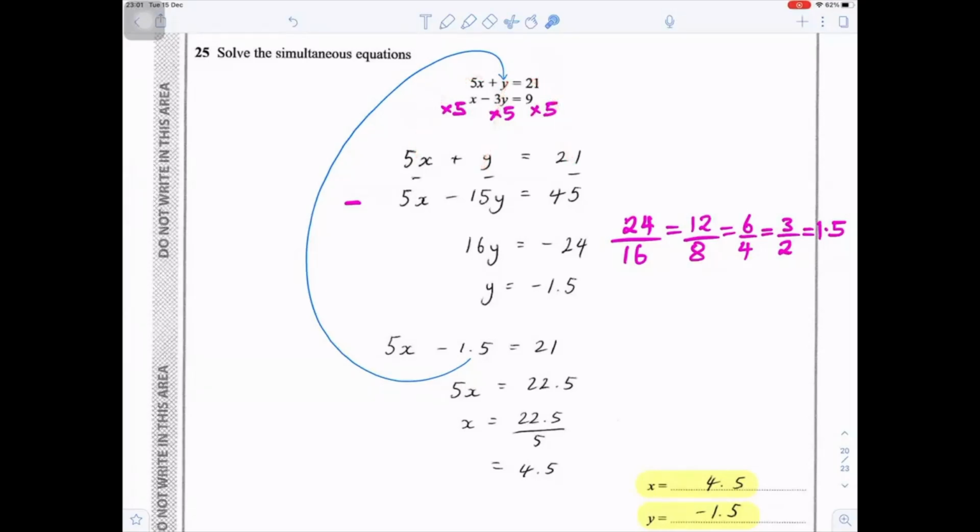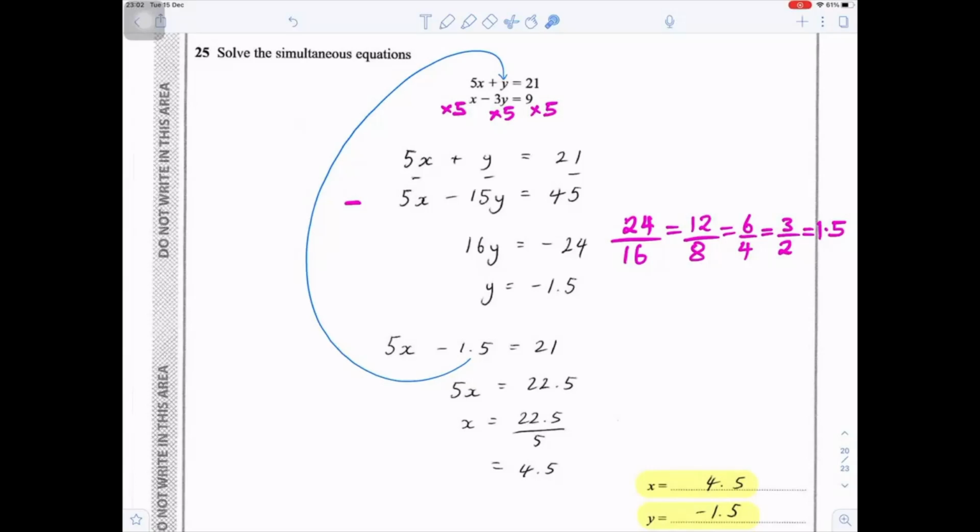The one at the bottom, 5 times x gives us 5x. 5 times minus 3y gives us minus 15y. And 5 times 9 gives us 45. Now we've got x the same, we can subtract. 5x minus 5x is 0. y minus minus 15y, minus and minus becomes a plus. So 1y plus 15y gives you 16y. 21 minus 45 gives you minus 24.